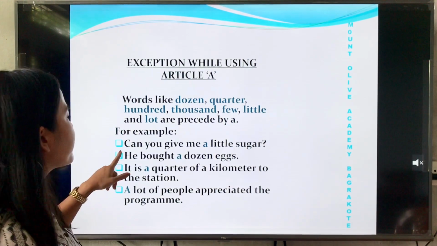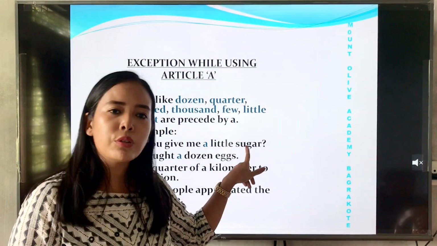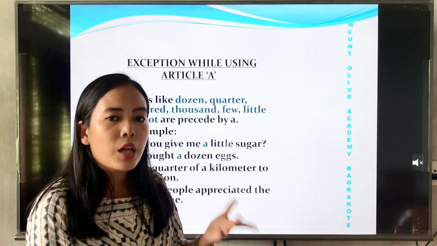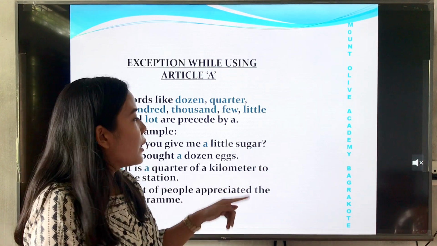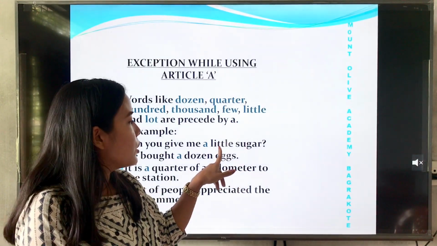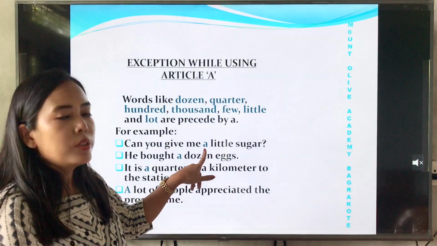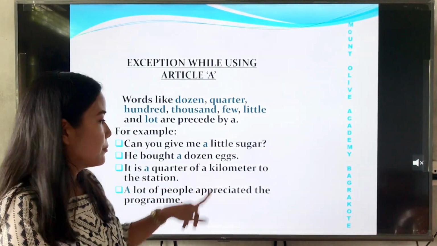For example, can you give me a little sugar? Sugar, is this countable? No, it is not countable. We can't count sugar, right? But when we use the word little before a countable noun, then we have to put the article A.